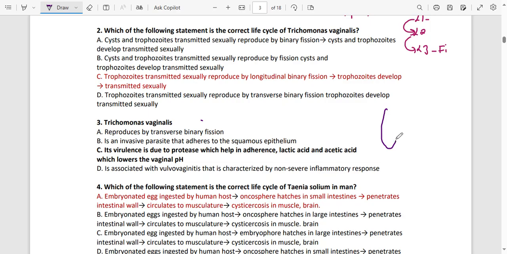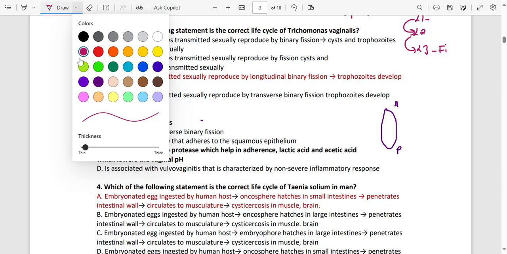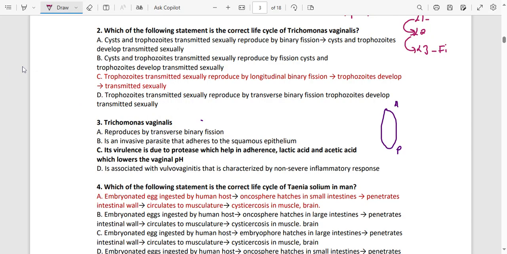Let's say this is the organism, and say this is the anterior aspect, and down here is the posterior aspect. Another thing you are going to be able to see is that it has flagella. It has four anterior flagella like that, and then one posterior flagellum, but the posterior one doesn't reach to the end, it's short, just like that.